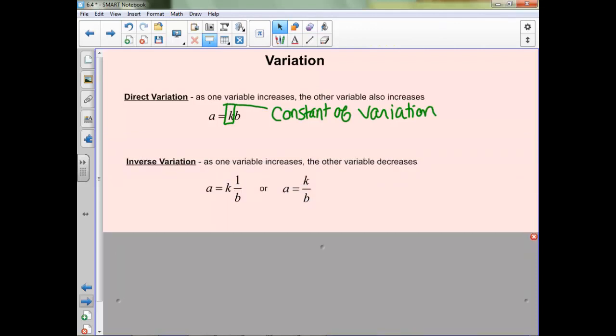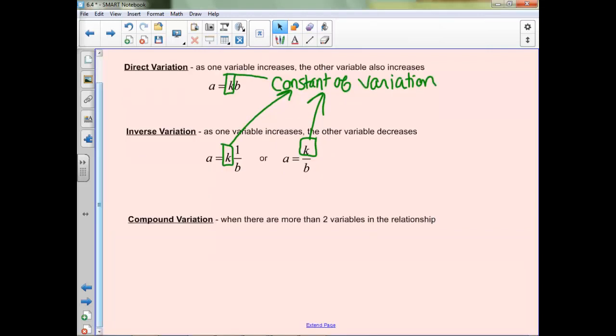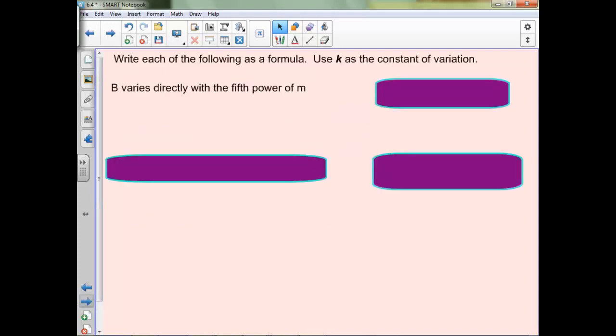So for inverse variation, this would be as something increases, the other decreases. So once again, our K's here are this constant of variation. Notice now, instead of getting multiplied by the other variable, it's getting multiplied by the reciprocal of that variable. Compound variation is when we have more than two variables in the relationship.